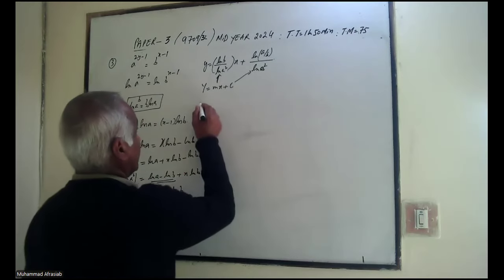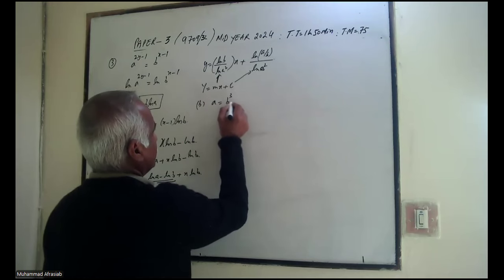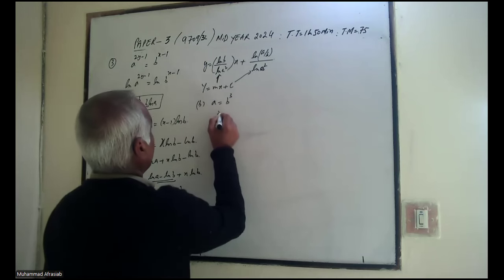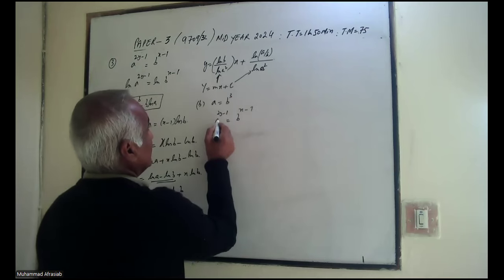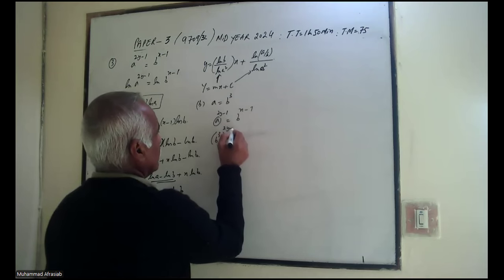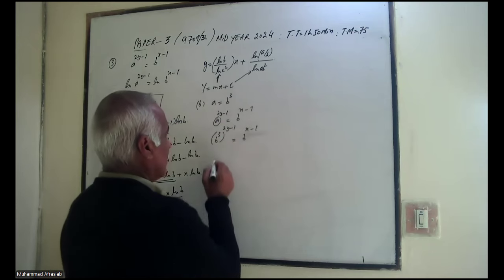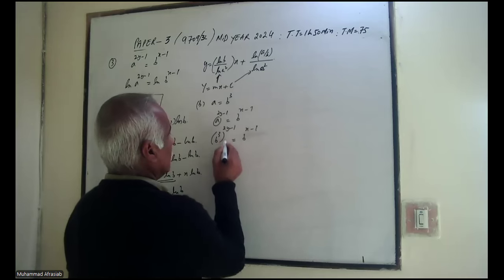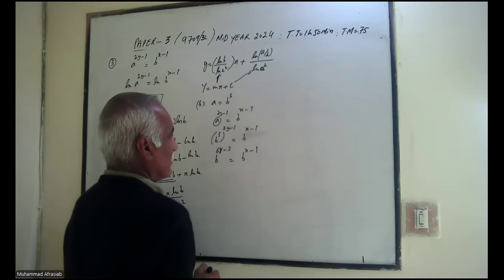So b part, a is equal to b cube. This is given there. So we have this equation a power 2y minus 1 is equal to b power x minus 1. But since a is equal to b cube, we can write b cube power 2y minus 1 is equal to b power x minus 1, so 6y minus 3 is equal to b power x minus 1.